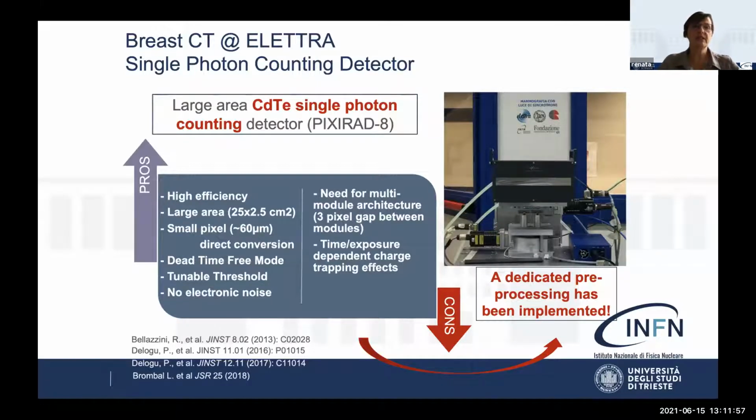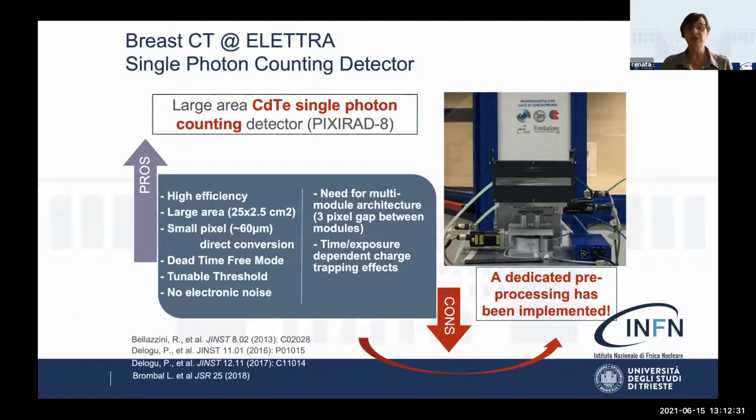It is a cadmium telluride detector, and we are very proud of it because it has very high efficiency, large area, and small pixel. The pixel is about 60 micron. We have direct conversion and we are working in dead time free mode, so we are not losing any photons due to the dead time of the electronics. And thanks to the tunable threshold, we are able to reject completely the electronic noise. So it's a very powerful tool.